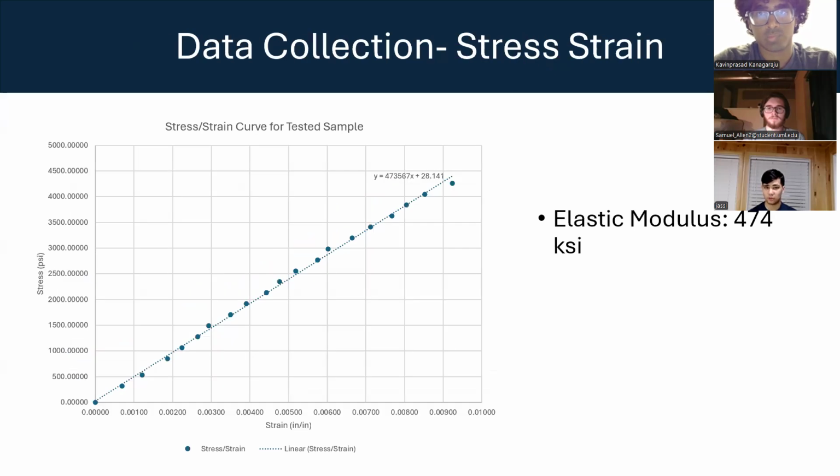Our second graph produced was a stress strain graph, also from the data from our actual bending test. So using the formulas provided in the lab manual, we were able to find the stress and the strain, and we found an elastic modulus of about 474 kilo psi.